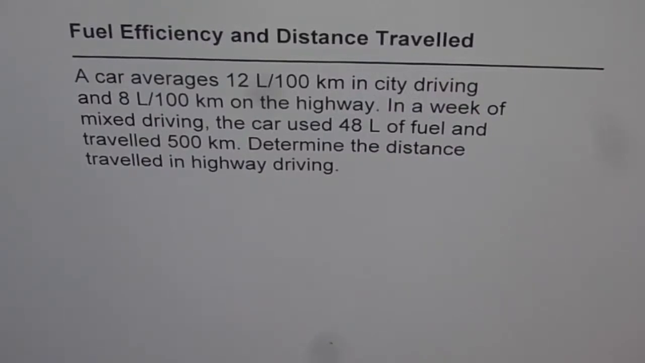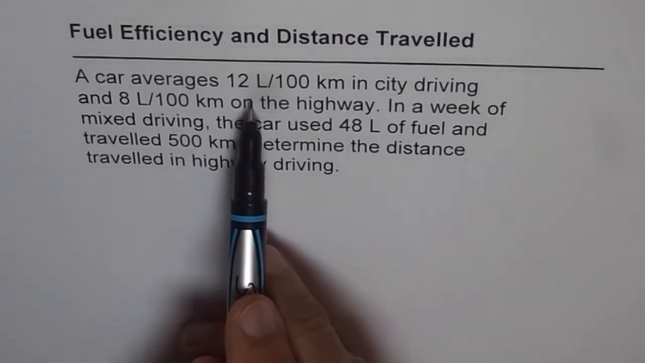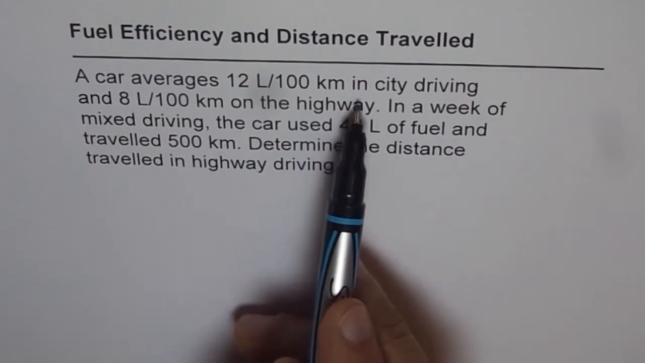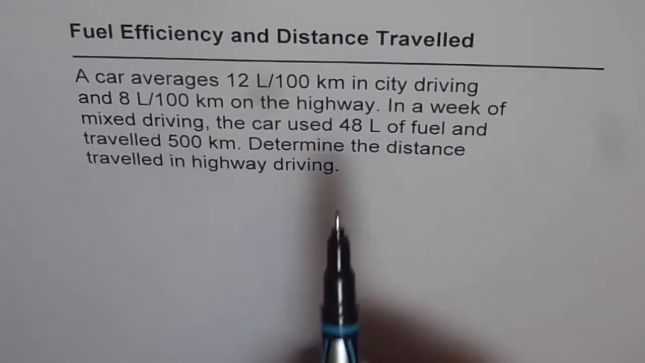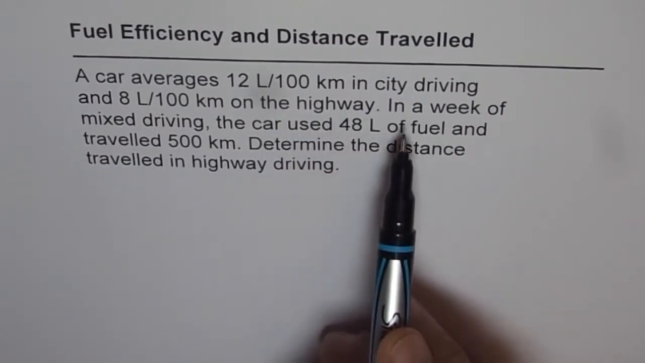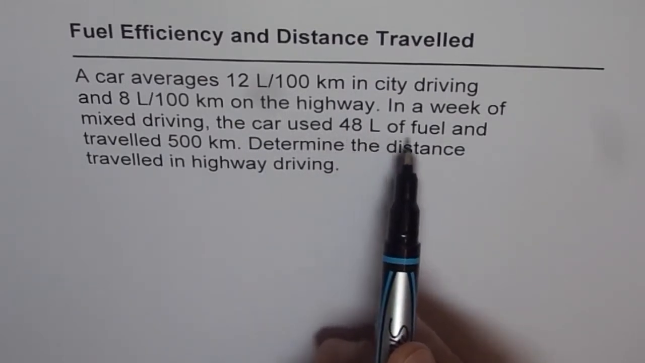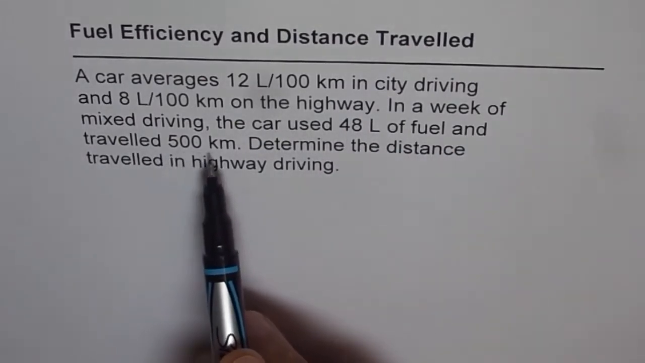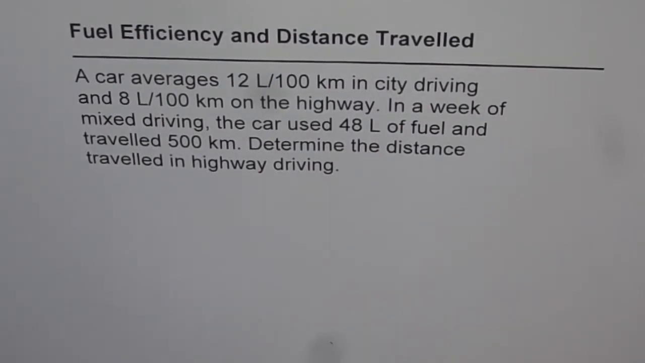Fuel efficiency and distance traveled. Here is a good question with application of linear equations. The question is, a car averages 12 liters per 100 kilometers in city driving and 8 liters per 100 kilometers on the highway. In a week of mixed driving, the car used 48 liters of fuel and traveled 500 kilometers. Determine the distance traveled in highway driving.